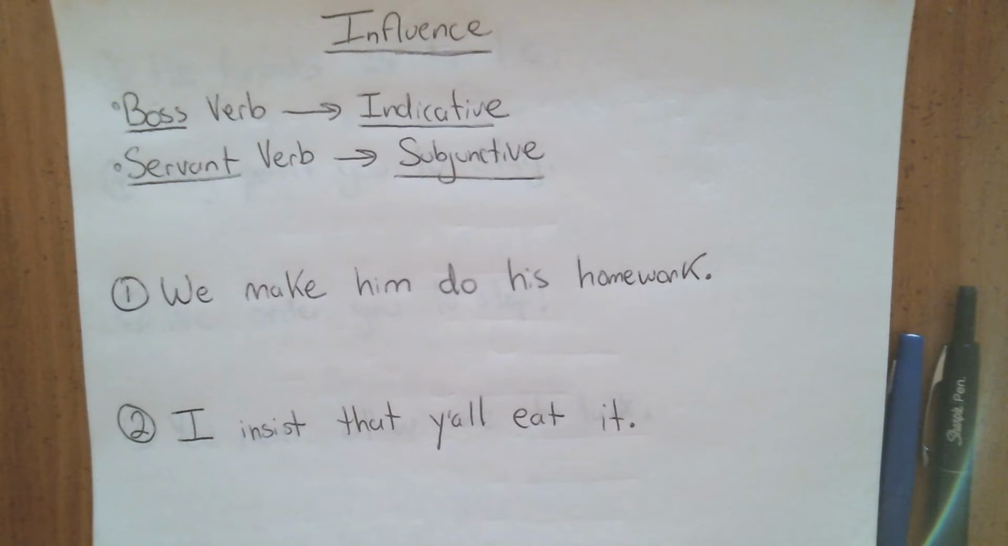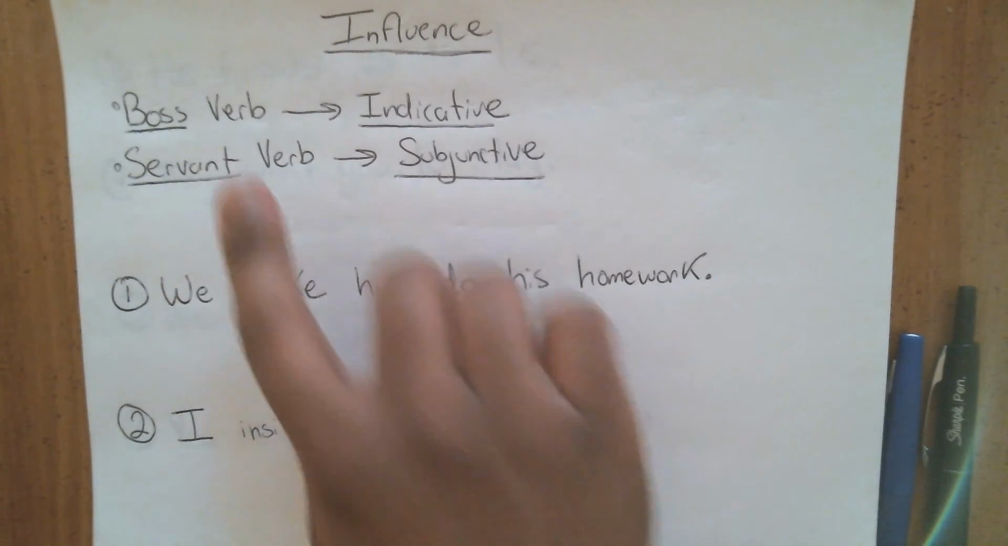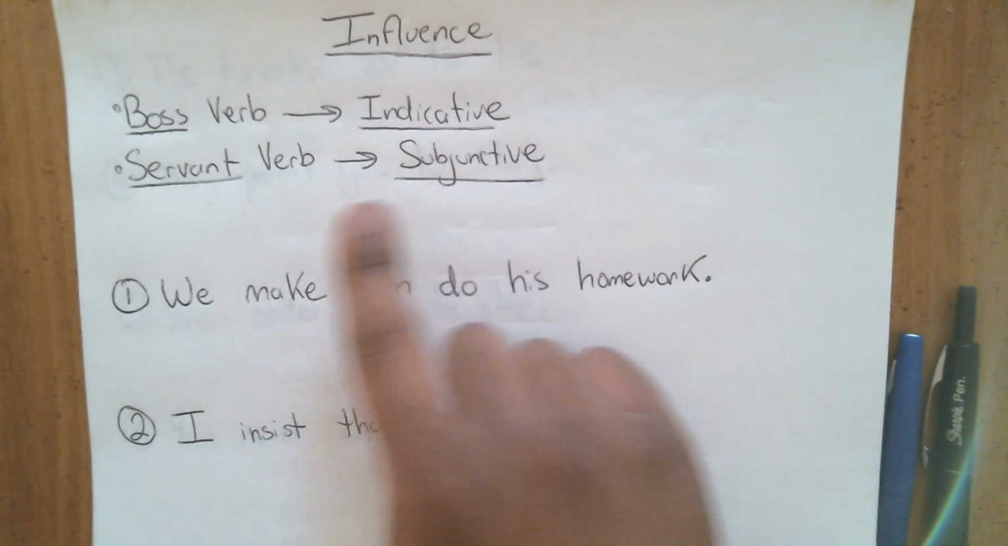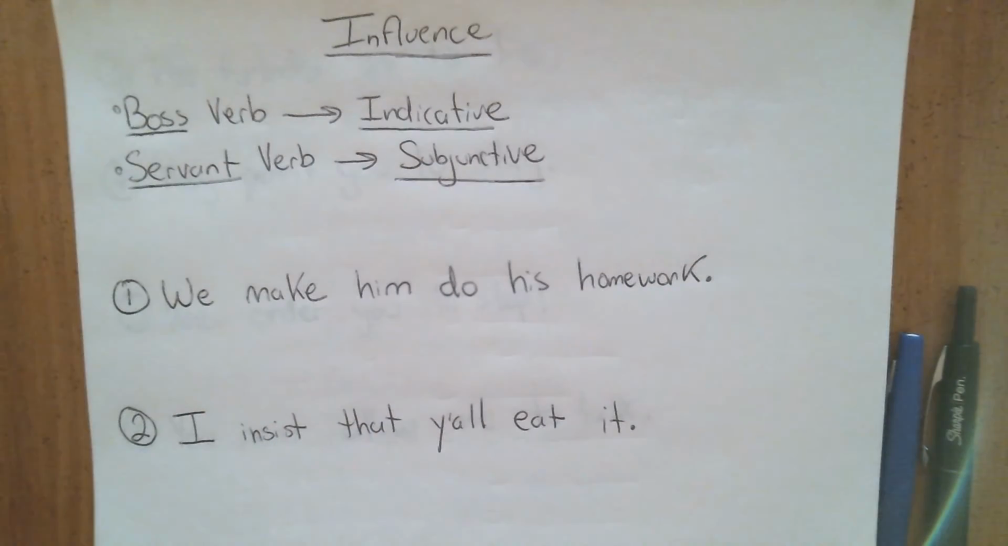So when you're in an influence situation, this is a shorthand way to remember it. Just understand this, and it will help you decipher when to use indicative or subjunctive. The boss verb in the sentence is going to be indicative, and the servant verb is going to be subjunctive. So remember, boss indicative, servant subjunctive.